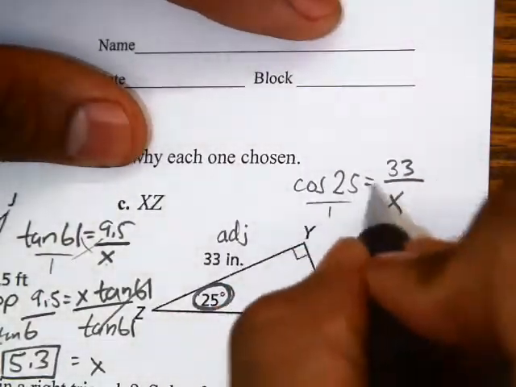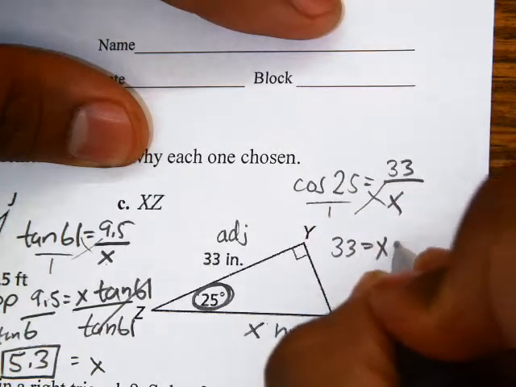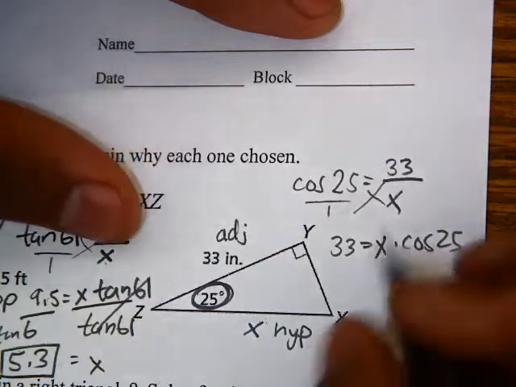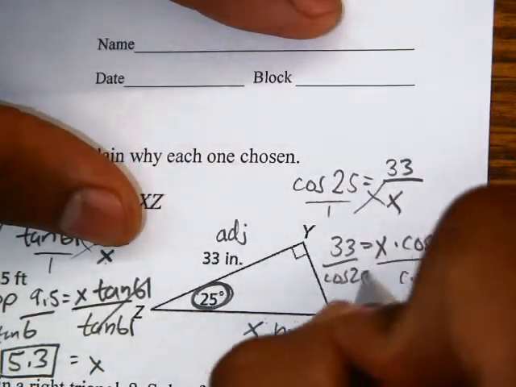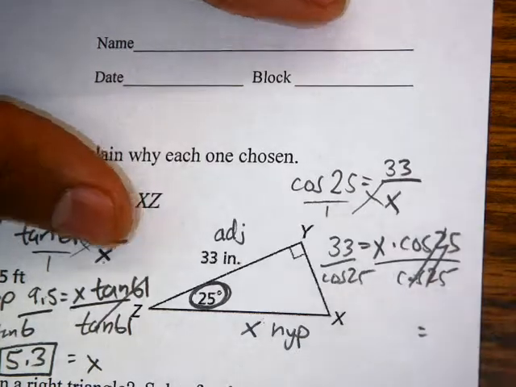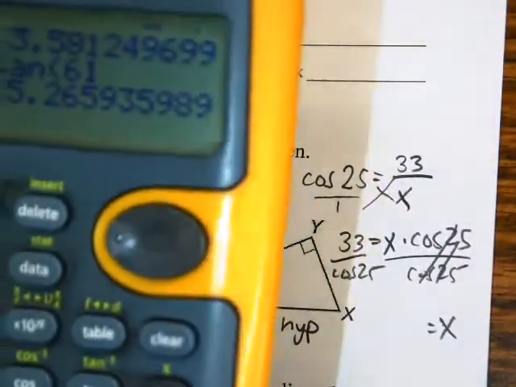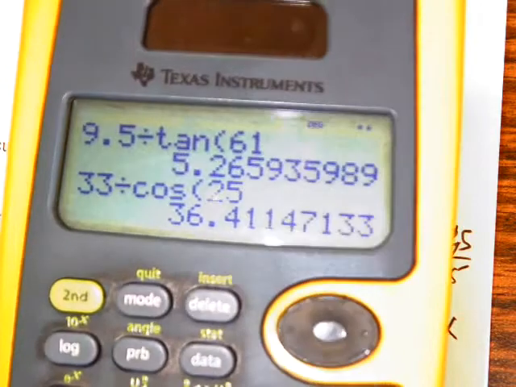Again, cross multiply to solve. 1 times 33 is 33. X times cosine 25. Divide both sides by cosine 25. So x equals 33 divided by cosine 25. And that's 36.4.